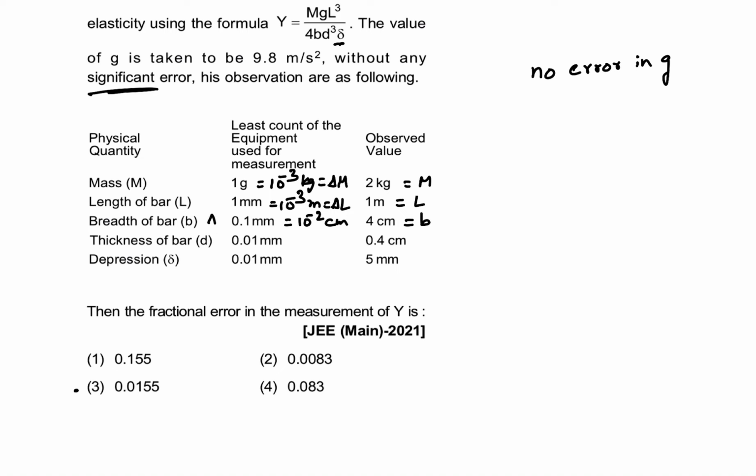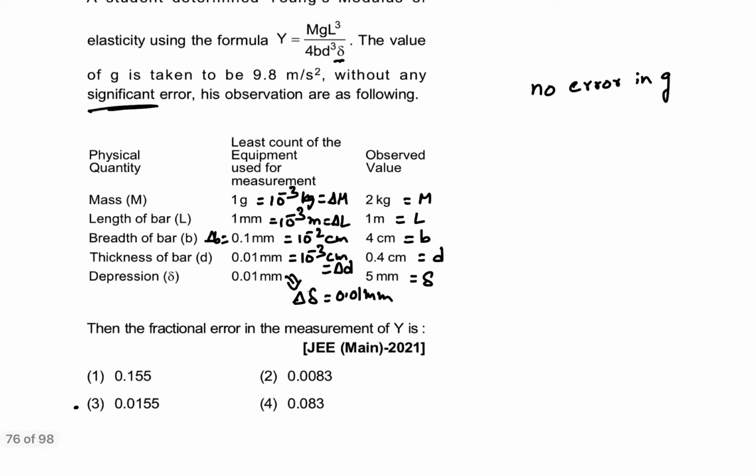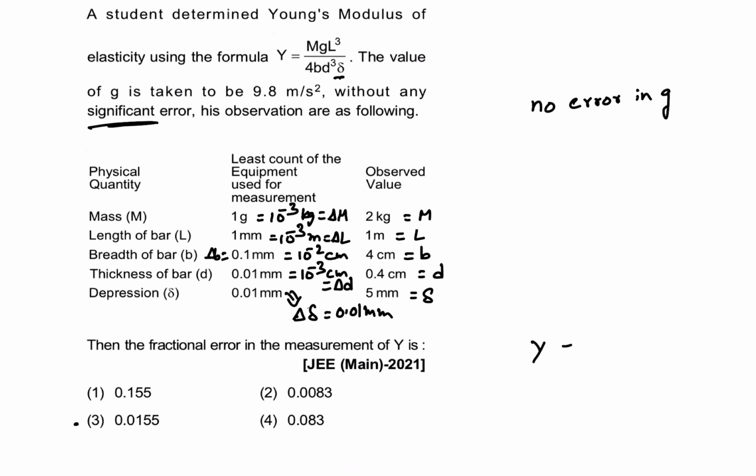Next, you can see B is given. You can see here 10 to the power of minus 2 centimeter is delta B. Next, you can see D is given, so you can write delta D value is 10 to the power of minus 3 centimeter. Next, the depression delta is given, and here also they have given the delta value, which is the same, 0.01 millimeters only. All values I have written.